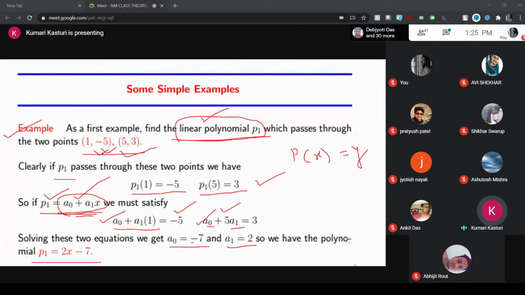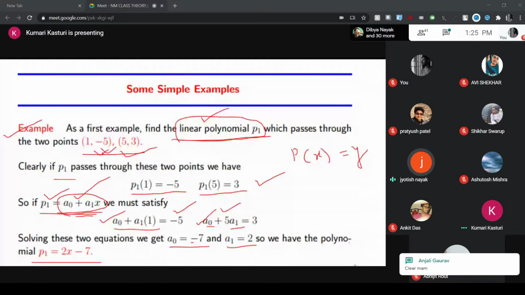Up to this one, all of you clear or any doubt? If you are clear, please respond so that I will go for the next. Just a minute, ma'am. Just a minute. Yeah. Okay.